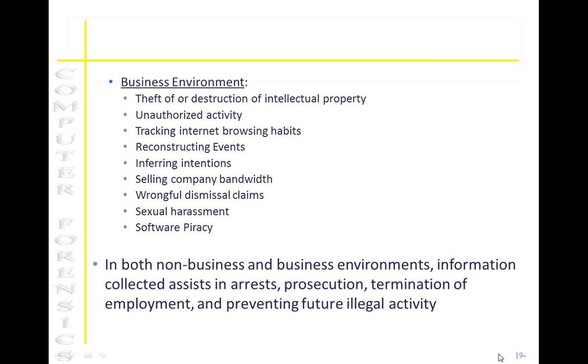And then there's also going to be the business environment that may be taken into consideration. Things like unauthorized activity, selling company bandwidth, a lot of different things that the computer document examiner can retrieve from that hard drive of the computer itself. In both of these situations, the information is going to assist in the arrest and the prosecution, termination of employment in some instances, and preventing future illegal activities.